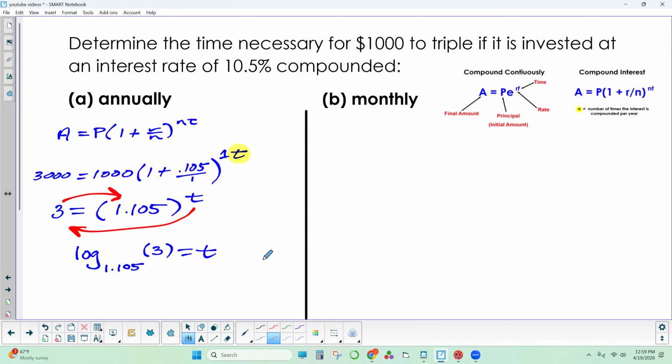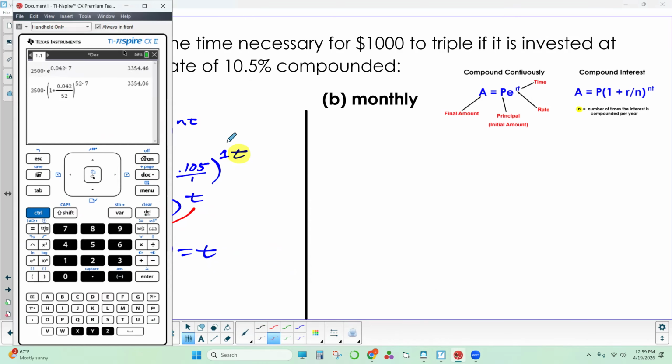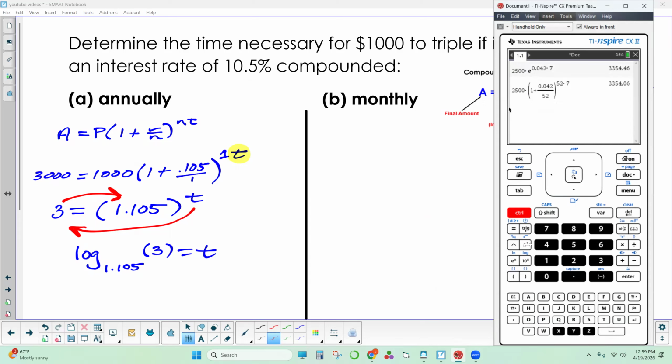So let's find the time it takes. Okay, so pull up our calculator here. And I will put in log base 1.105 of 3. So log base 1.105 of 3 equals the exponent, which is t. And that is 11.003. So we will just call that 11. So that's 11 years to triple our money.